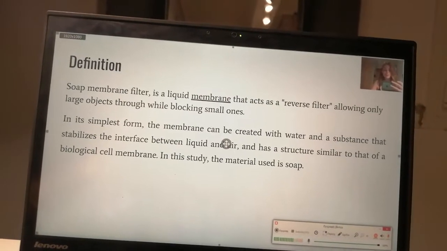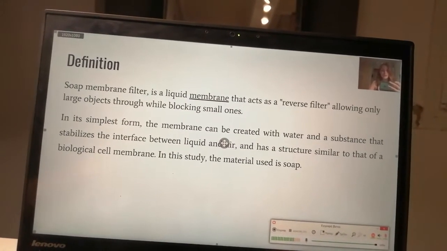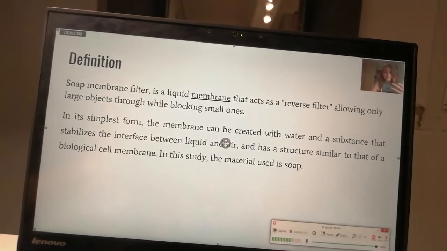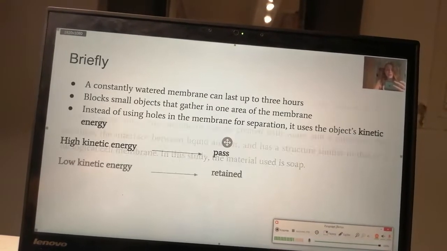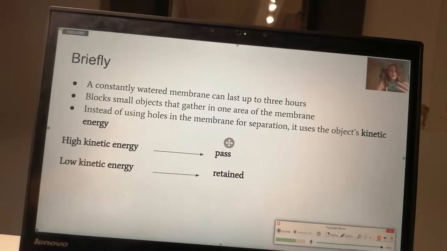In its simplest form, the membrane can be created with water and a substance that stabilizes the interface between liquid and air, and has a structure similar to that of a biological cell membrane. In this study, the material used is soap. A constantly watered membrane can last up to 3 hours.